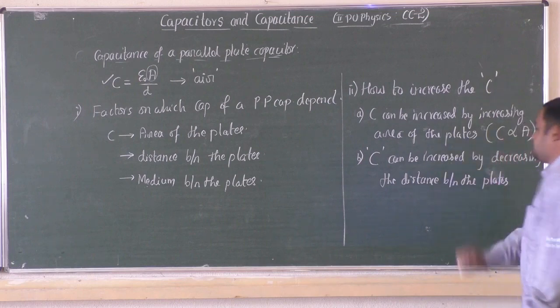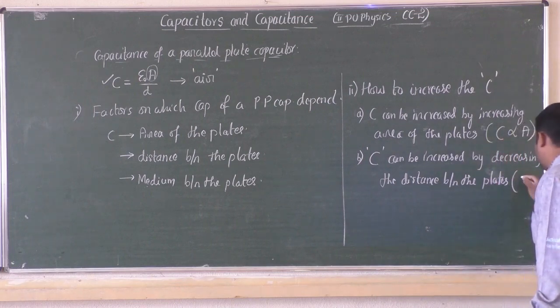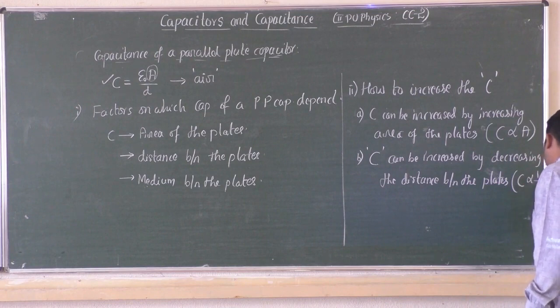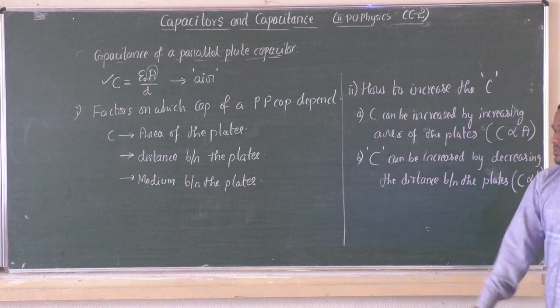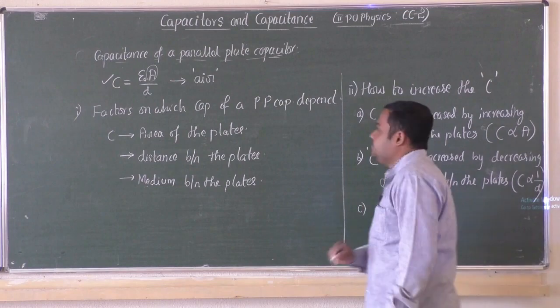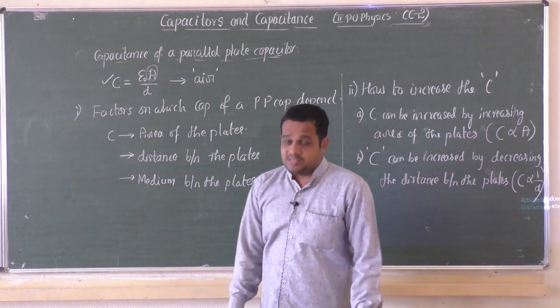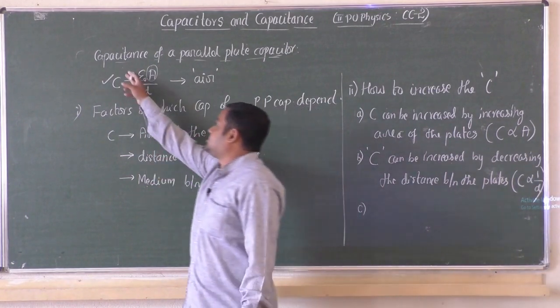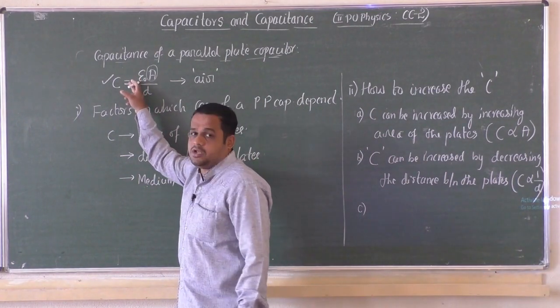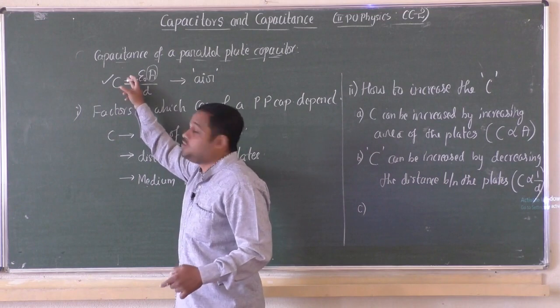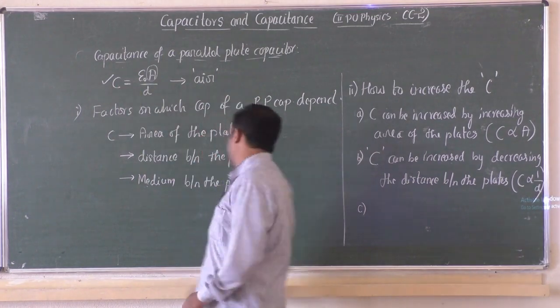Decreasing the distance between the plates. This is because capacitance is inversely proportional to d. The third possibility is the medium. See, when the medium between the plates of the capacitor is changed, that term comes here. Instead of epsilon naught, which is for air, you have to use the permittivity of that particular medium.